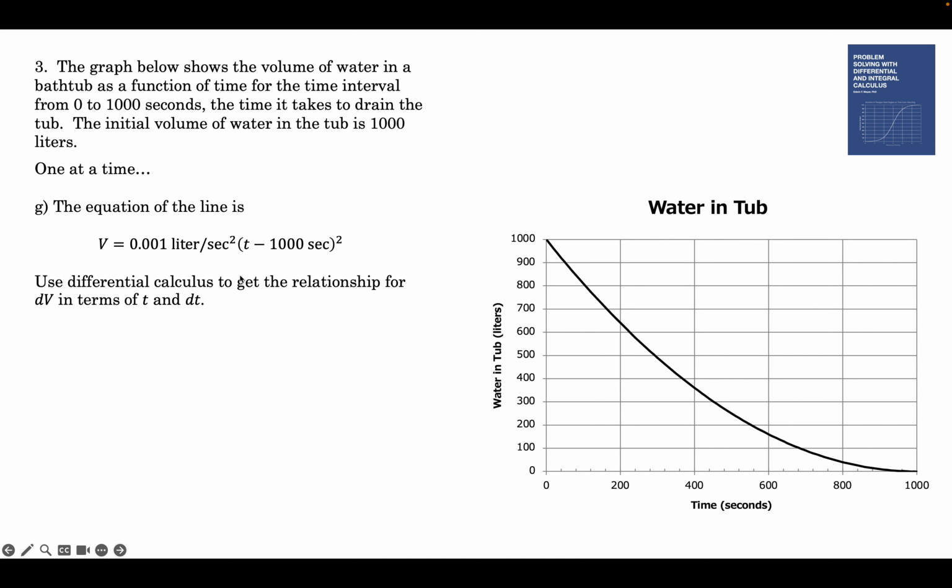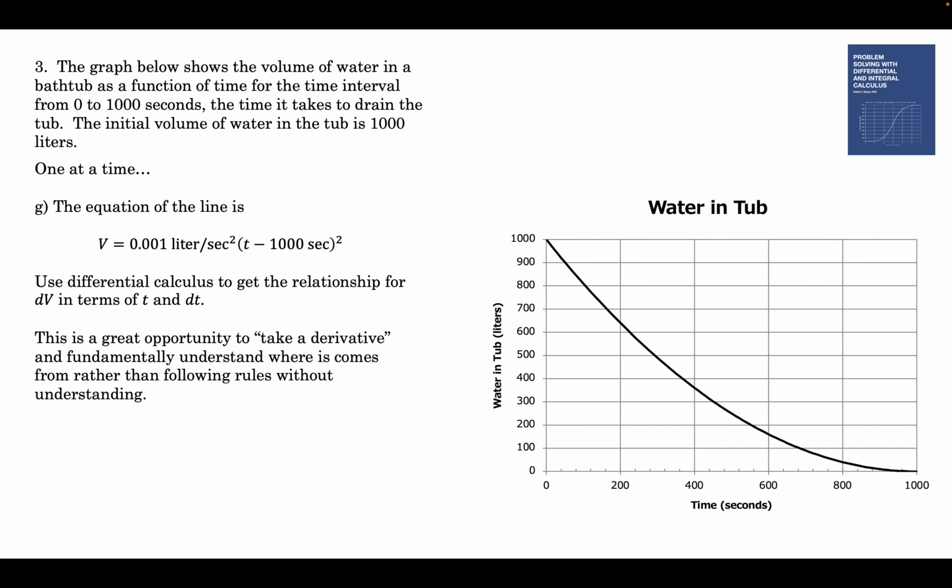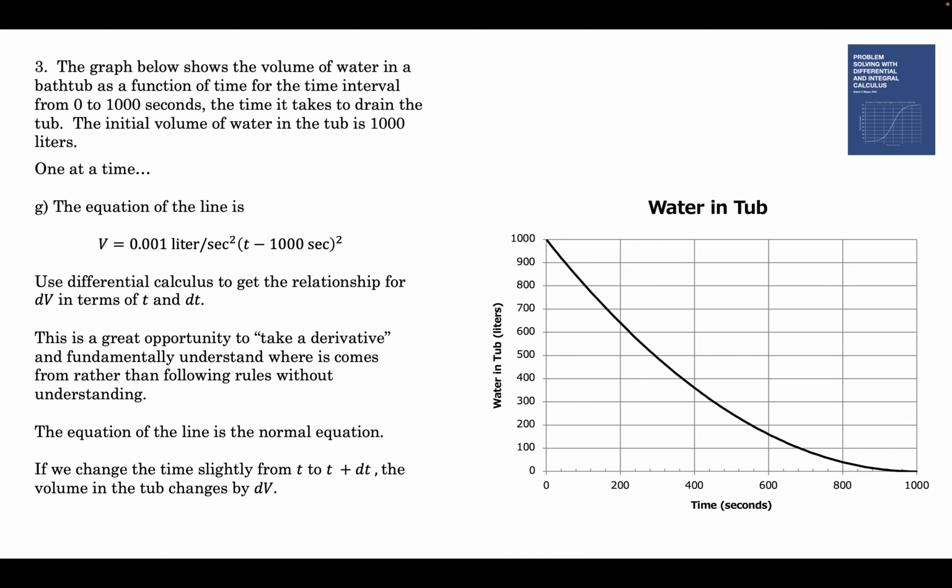Use differential calculus to get the relationship for dv in terms of t and dt. This is real calculus going on here. It's a great opportunity. We're taking a derivative of both sides of the equation, so we understand what's going on here. So the equation of the line itself is the normal equation, and we're going to shift time by a little bit, dt. We're not using deltas anymore, and the resulting change in volume is dv.